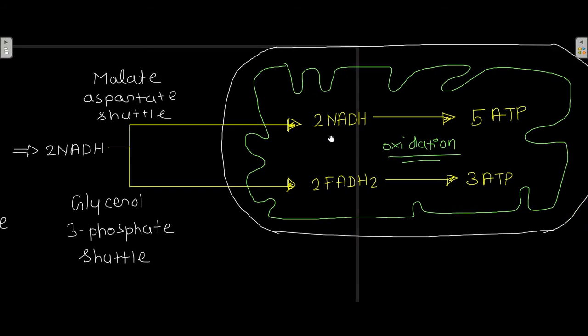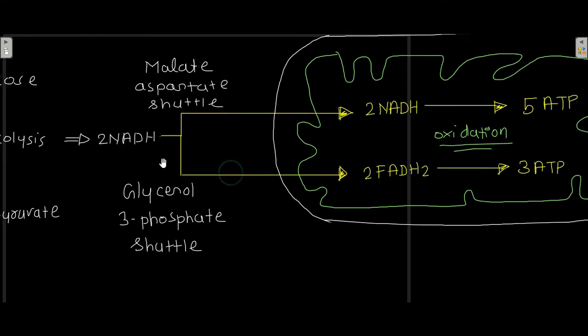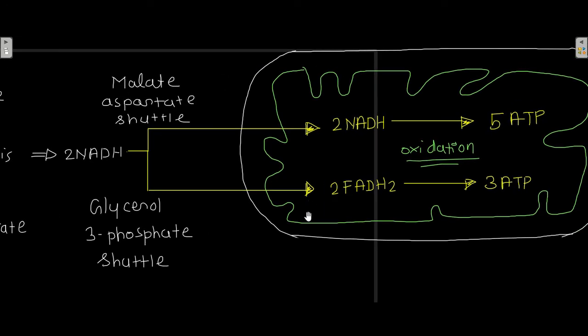If it comes in the form of NADH, then 5 ATPs are produced and you have your 32 ATPs. But if the electrons get into the mitochondrial matrix in the form of FADH2, then the oxidation of FADH2 will produce 3 ATPs and you will have 30 ATPs in total. So the NADH produced by glycolysis makes the difference of 32 or 30 ATP. If the malate aspartate shuttle system is acting, then 32 ATPs will be produced. But if the glycerol 3-phosphate shuttle system is acting, then 30 ATPs will be produced.